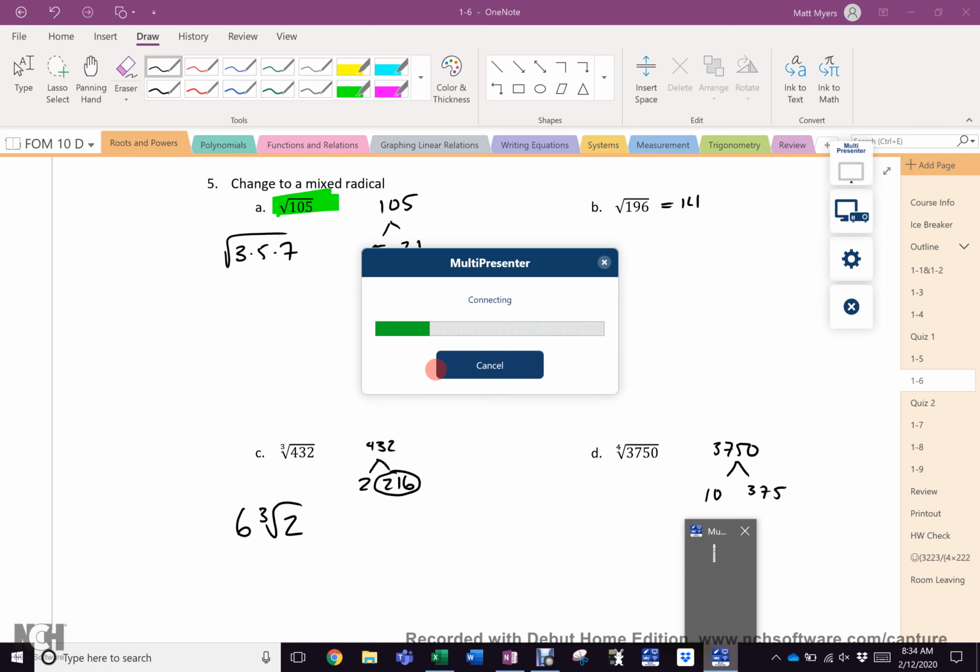Oh, this was the big crap out. Oh, it's turning right off. Nice. Nice. I love quality.